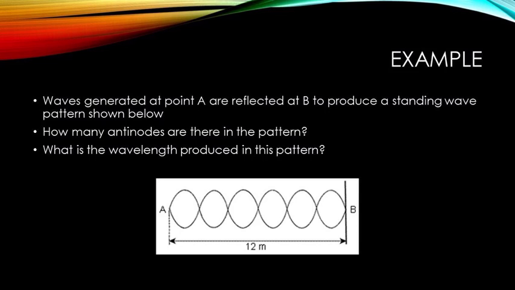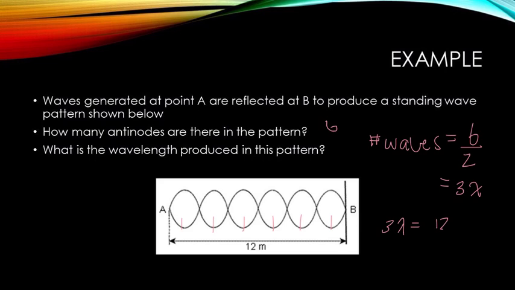Alright, so let's start by counting our antinodes. So we have 1, 2, 3, 4, 5, 6. So we have 6 antinodes altogether. Okay, so what is the wavelength produced by this pattern? So we can figure out what our lambda is by figuring out the number of waves. So the number of waves equals the number of antinodes, which is 6, divided by 2. So we get 3 lambda. So 3 wavelengths equals 12 meters. So we're just going to divide by 3 on both sides, and our wavelength ends up being 4 meters.